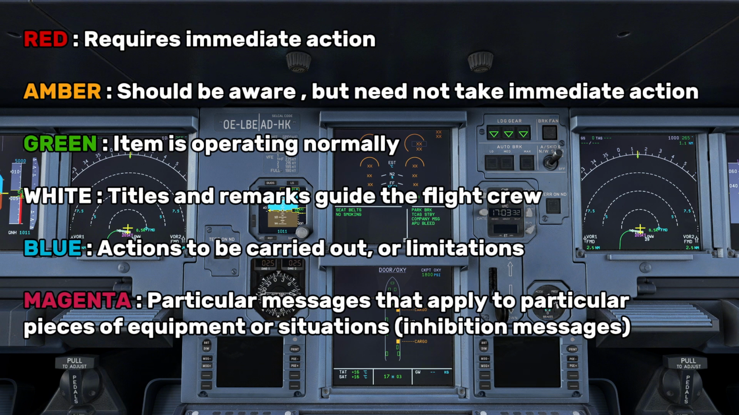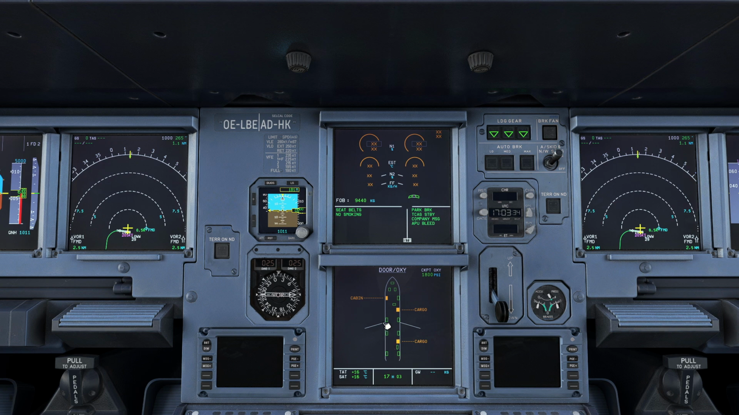For the green, for example, the other doors on the aircraft schematic picture on the door oxy page, green items are operating normally. These doors are closed. According to Airbus philosophy for the indications, for white indications, this title and remark guide the flight crew as they execute various procedures.